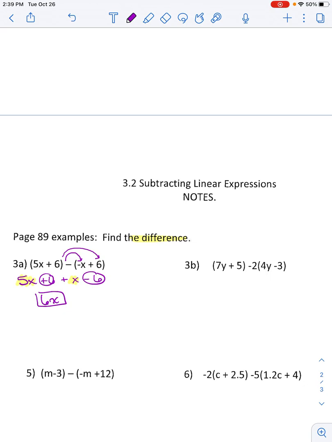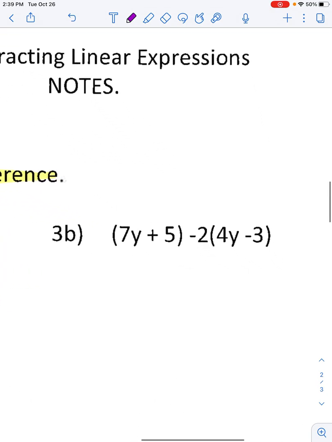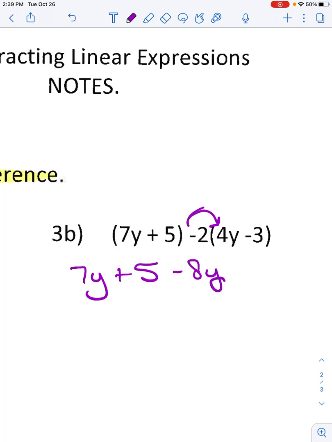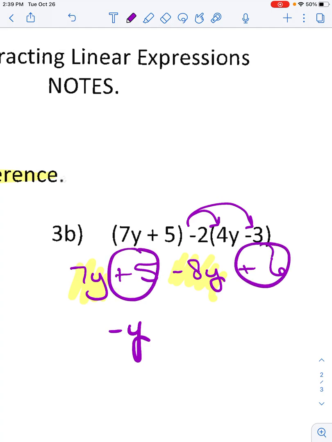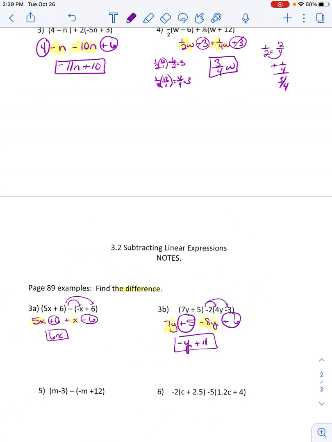Let's look at the next one. Nothing to distribute, so I'm just going to bring down 7y plus 5. A negative 2 times 4y is a negative 8y. And a negative 2 times a negative 3 is a positive 6. And then we can combine like terms. 7y minus 8y would be a negative y. And 5 plus 6 is 11. So I have a negative y plus 11.